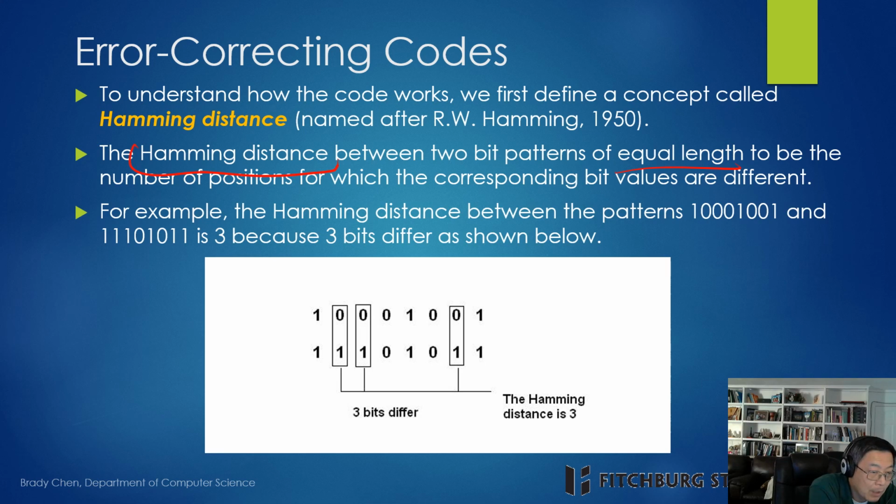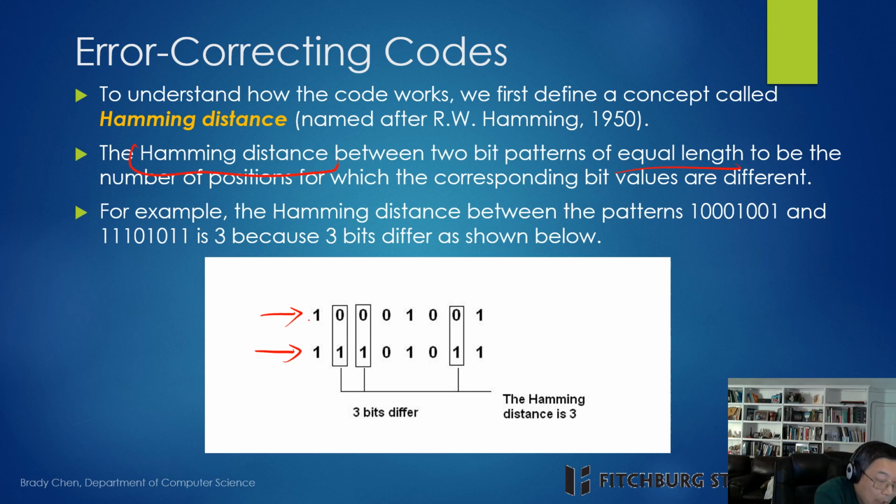Okay, so for these two bit patterns of equal length, the Hamming distance is defined to be the number of positions for which the corresponding bit values are different. Okay, now let's take a look at the example. So you have two bit patterns, the top one and the bottom one. These two bit patterns are of the same length, right? Both have 8 bits.